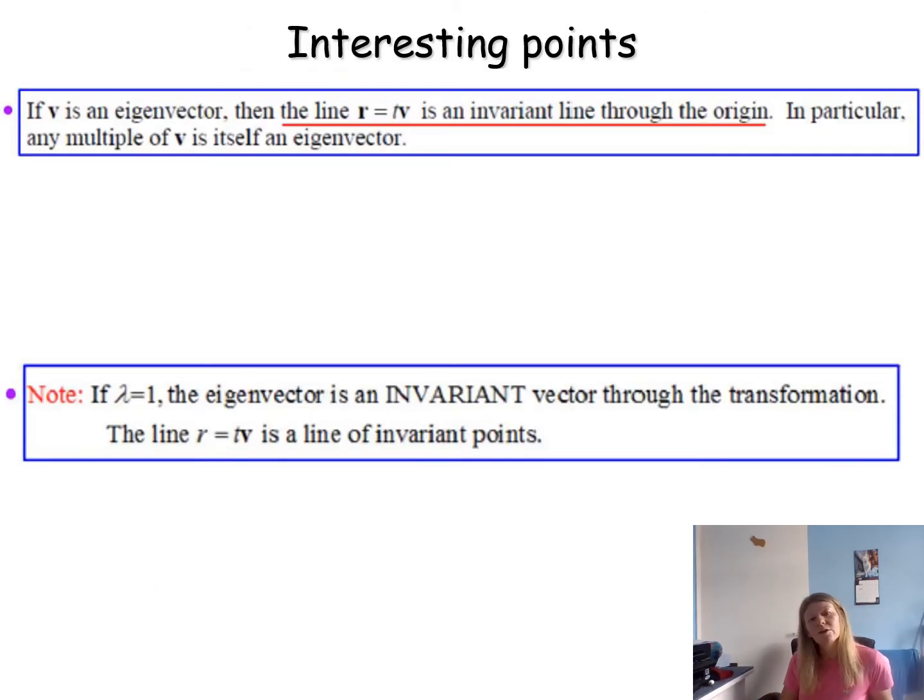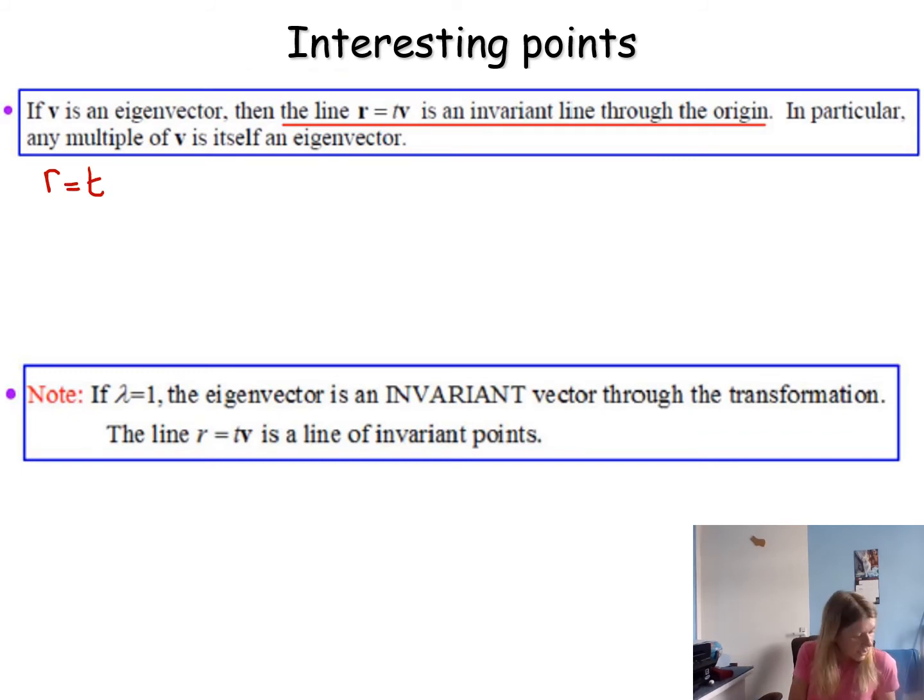Right, it's a bit strange, this, but never mind. Interesting points: if v is an eigenvector, then the line r equals tv is an invariant line through the origin. In particular, any multiple of v itself is an eigenvector. So what's that saying? r equals tv.